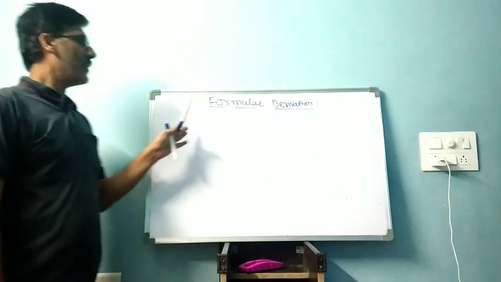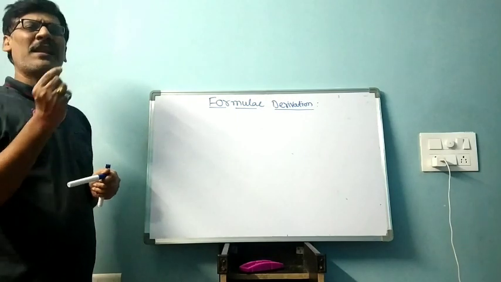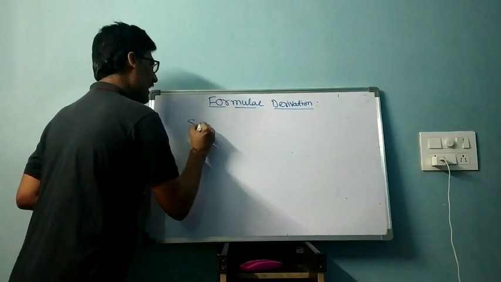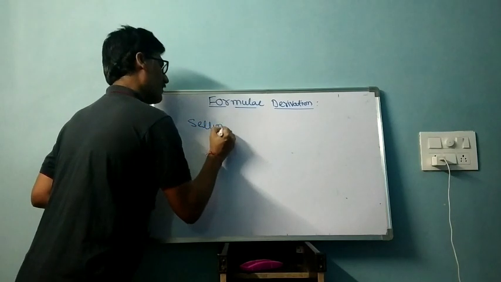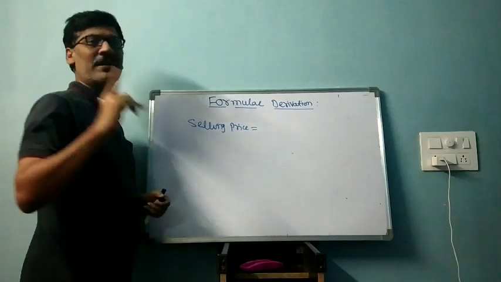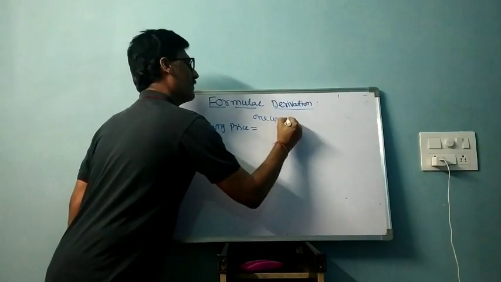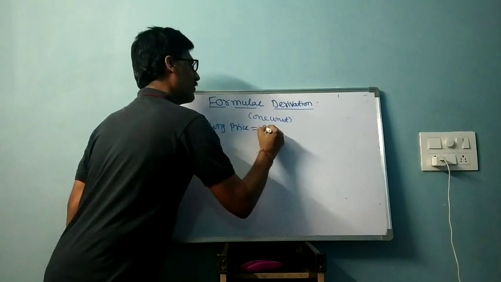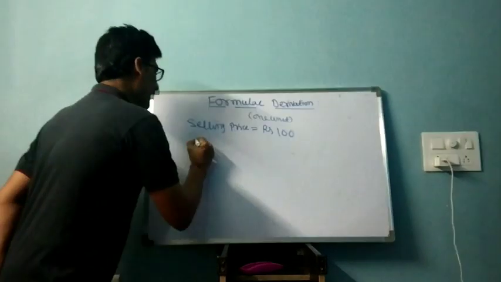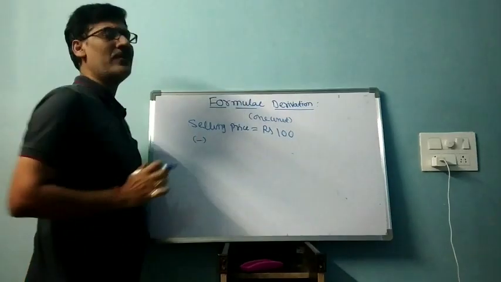Right. In today's class, I am going to derive the formulas with the help of a small example I am going to take. Let us assume that the selling price of 1 unit, all this data I am assuming for only 1 unit, is 100 rupees. From this, what should be deducted? What is the cost you incurred for producing a particular unit?